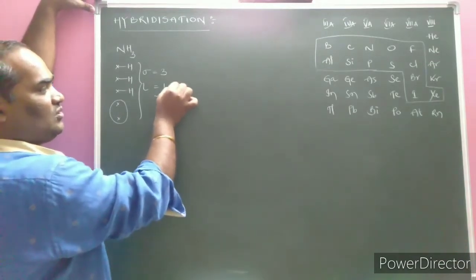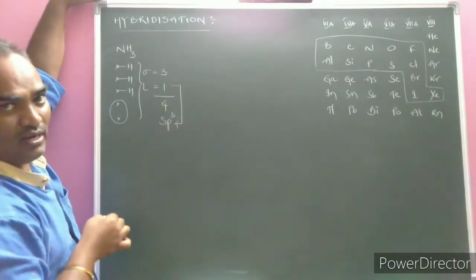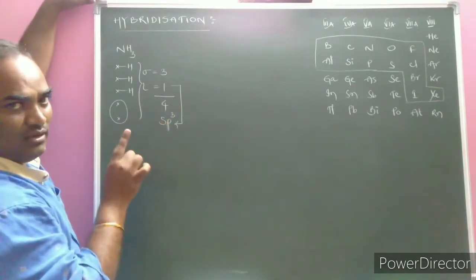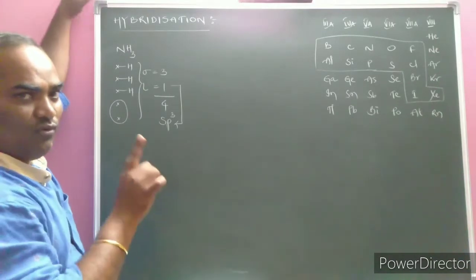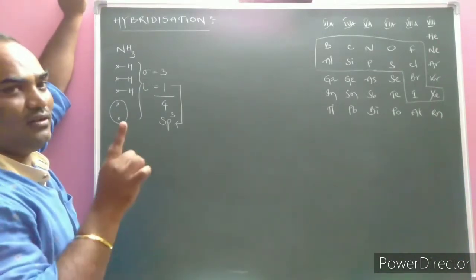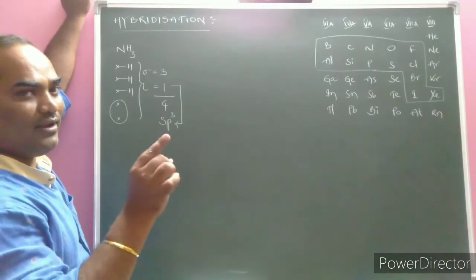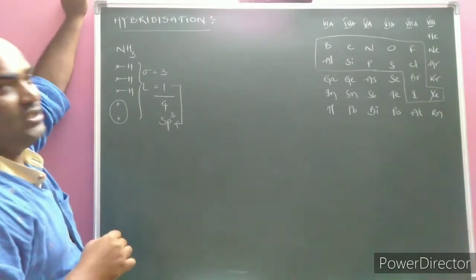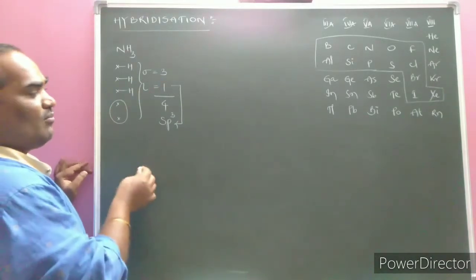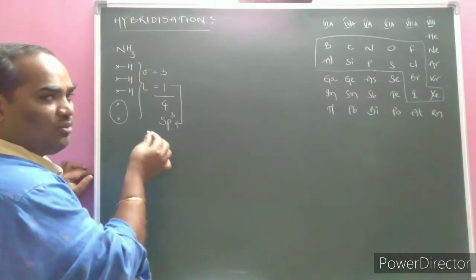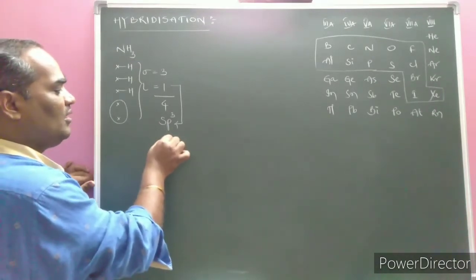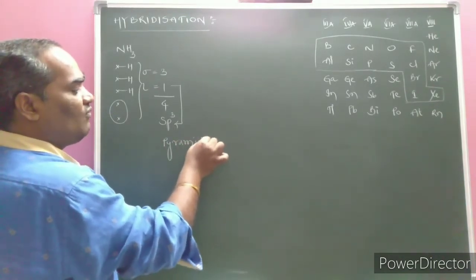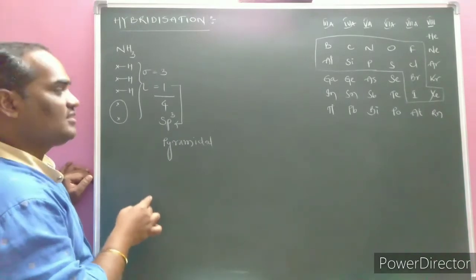In sp3 hybridization, we already stated according to VSEPR theory that if there are 4 bond pairs and 0 lone pairs, the tetrahedral bond angle is 109 degrees 28 minutes. But due to the presence of one lone pair of electrons on the nitrogen in the ammonia molecule, the geometry of the molecule becomes pyramidal. Pyramidal is the structure of ammonia.